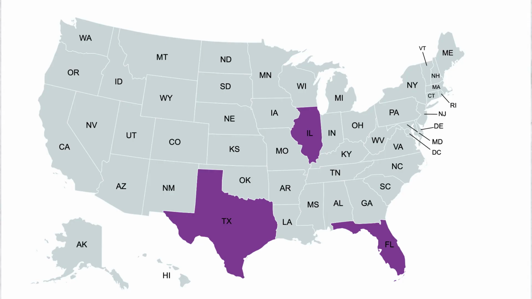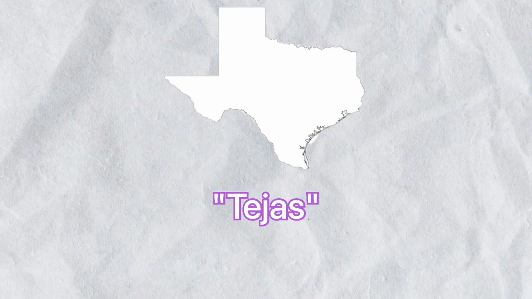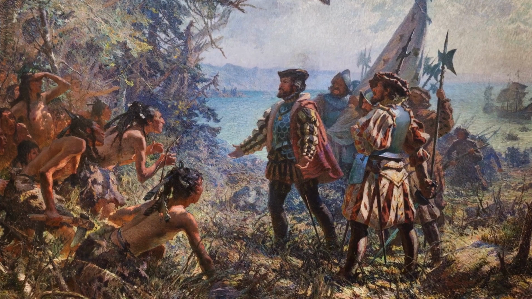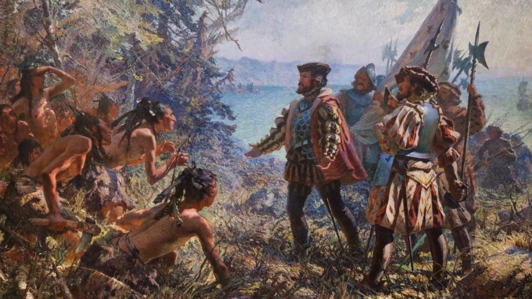Apart from the four main groups, there were three states that I couldn't really fit into a category, so I'm just going to get them out of the way now. The Lone Star State got its name from the word Tejas, which means friends or allies. Illinois comes from a native Illini word Ilinwiwa, which means speak normally. I guess that's what the French thought their name was and put OIS on the end.